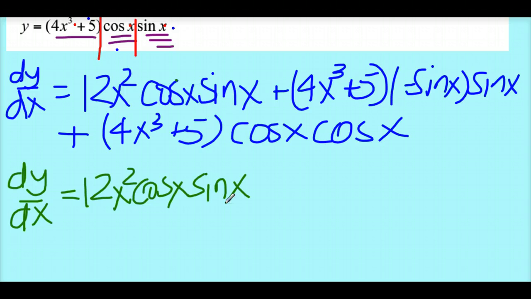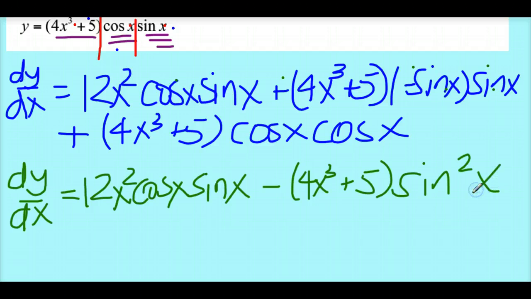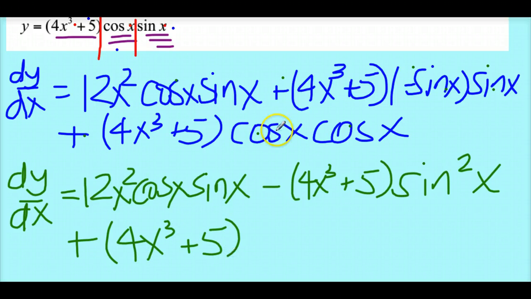Let's take a look at the signs for our second piece. This one's positive, negative, positive, which gives me a negative. I keep my 4x cubed plus 5. And what's sine times sine? That's going to give me sine squared of x. Then I continue on, and all of these are positive right here, so I get plus parentheses 4x cubed plus 5 times, what's cosine times cosine? I get cosine squared of x.